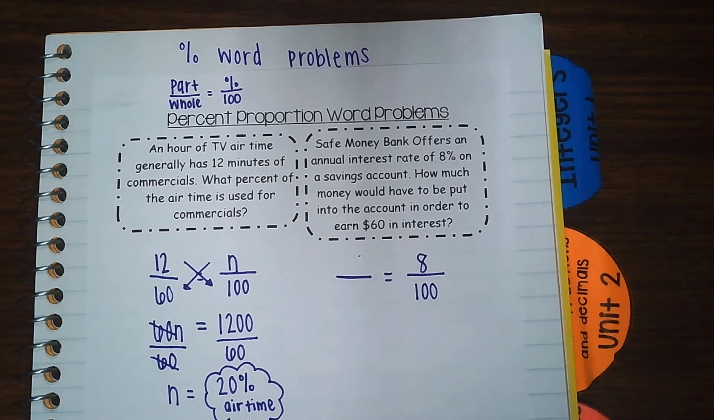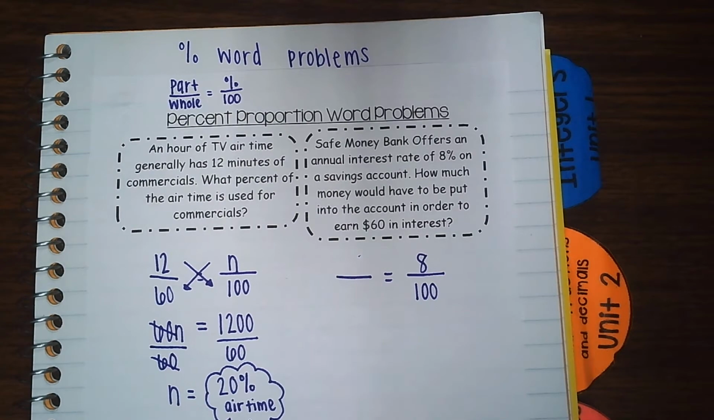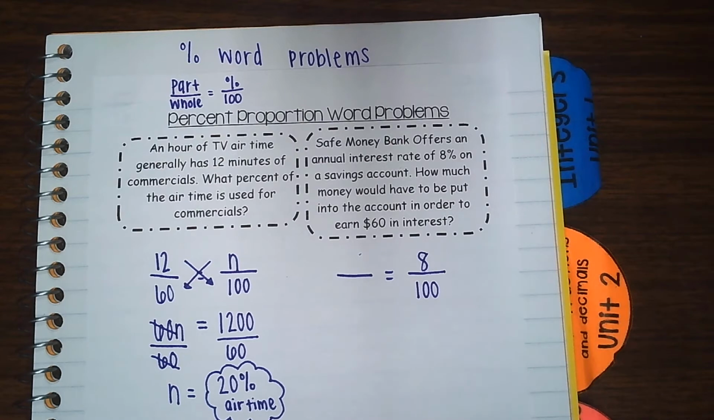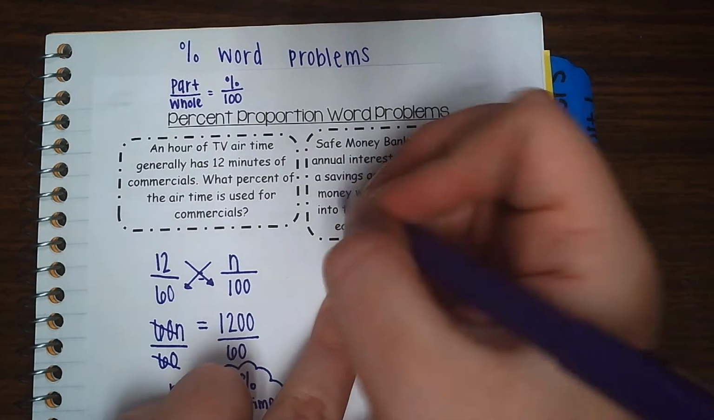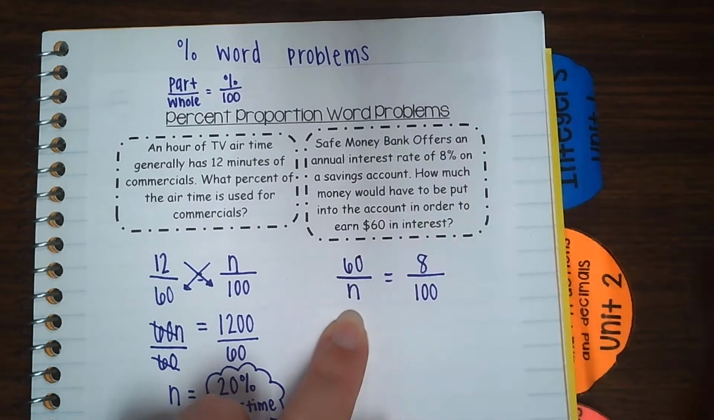Then I need to figure out, what is 60? Is it my part or is it the whole? How much money would have to be put into the account in order to earn $60 in interest? Okay. So is $60 the whole amount that's in your account, or is that part? Well, interest would be part of the total amount in your account. So 60 goes on top and N goes on the bottom.